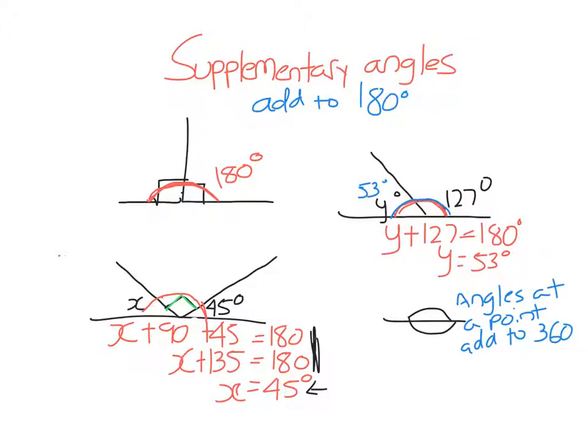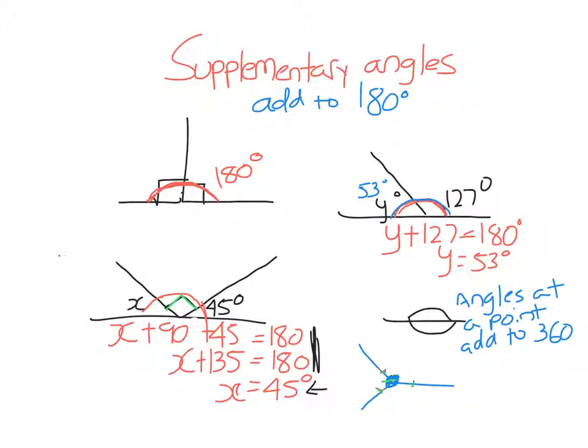What I mean by this, if I make a point here and I just draw some random angles like this, all of these angles will add to 360. Why? Because it's two straight lines. I could draw a straight line here and I have 180 plus 180. So that allows me to find unknown angles, not just using supplementary and complementary angles.